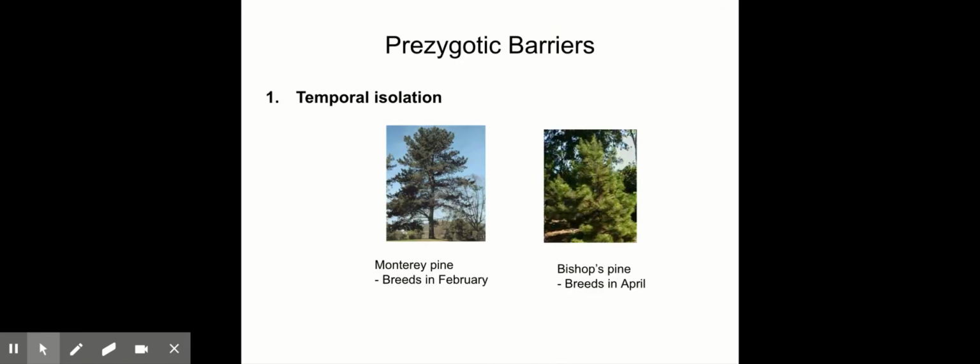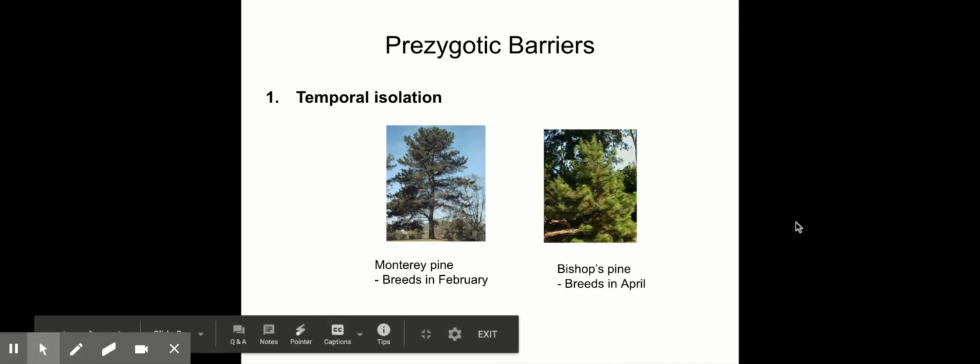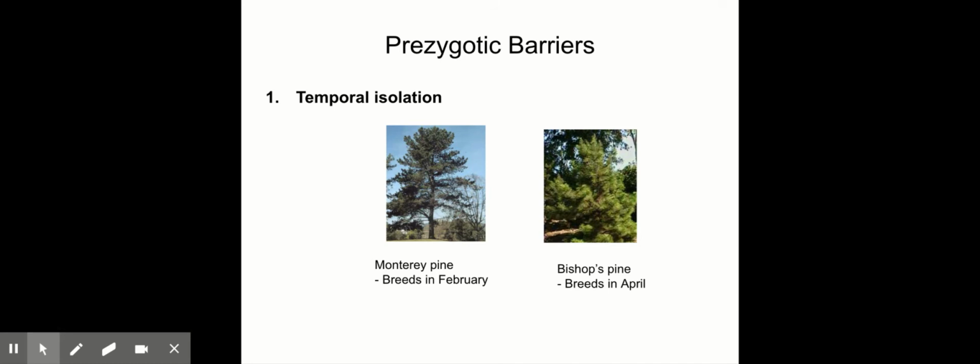Let's look at some examples of pre-zygotic barriers. Remember, these are preventing fertilization in the first place. Our first example is called temporal isolation. Temporal in this context refers to timing. This one is not about temperature or about rhythm or anything like that. It's just a difference in timing. So you'd have two different species that reproduce at different times of the year, for example.